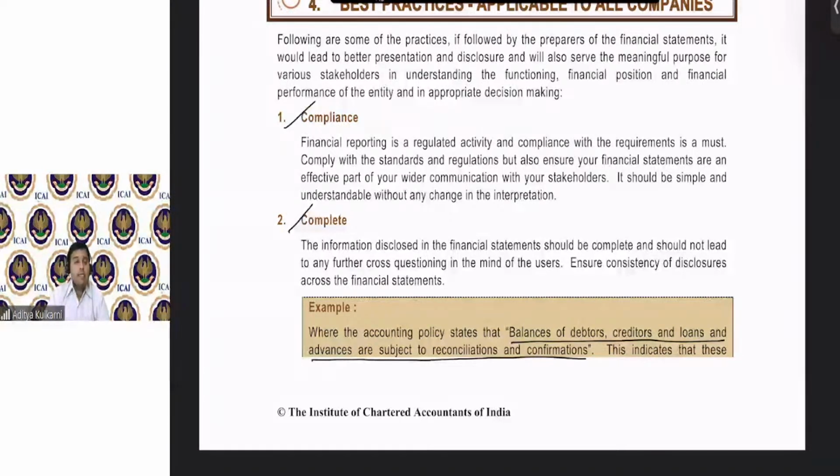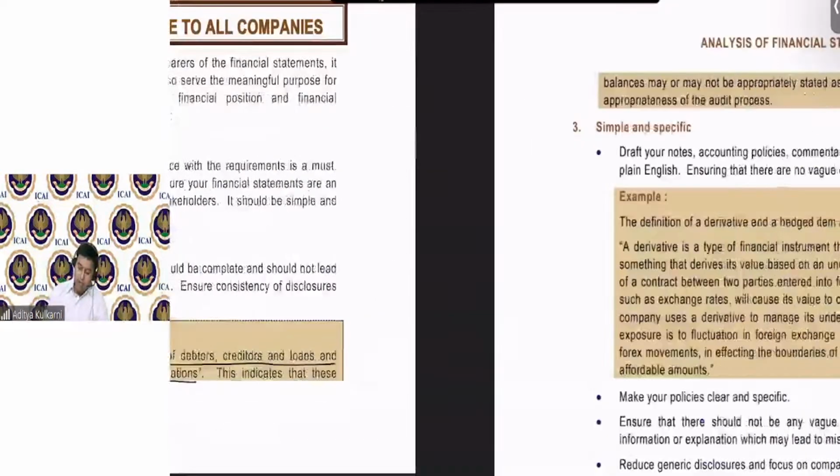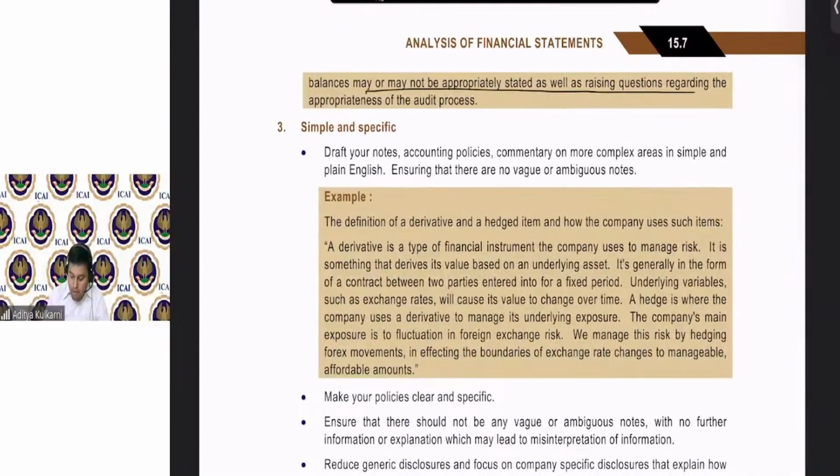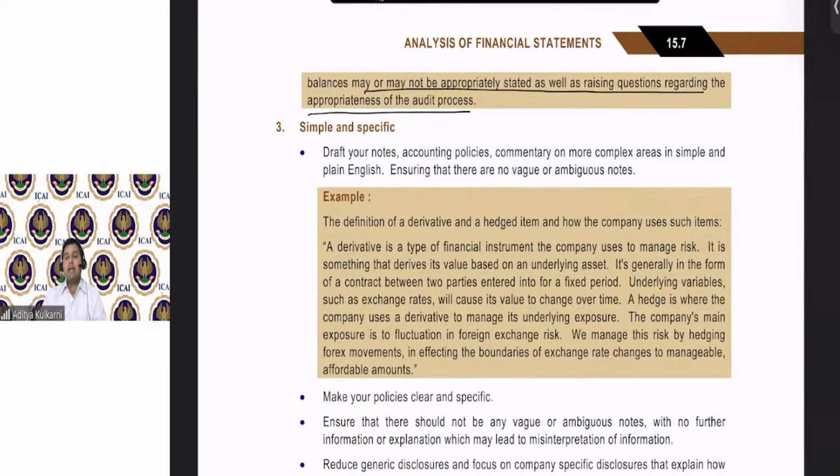That means you are only saying that I am not going to take responsibility for this because it is subjected to reconciliation and confirmation. What were you doing for the entire year? Why did you not reconcile in the entire year? Why do I have this comment in my financial statements? Why do I have a situation where confirmation is not received from my vendor or customer? If it is a good relationship between your supplier as well as your customer, there will not be any problem in exchanging the balances, because that is the right way where you can ensure completeness of the data which is presented. So these balances may or may not be appropriately stated, as well as raising questions regarding the appropriateness of the audit process.